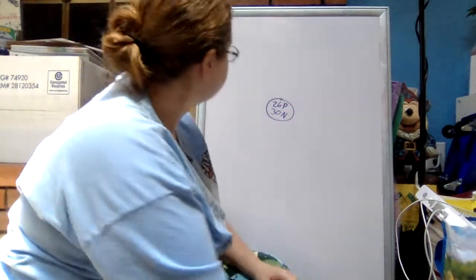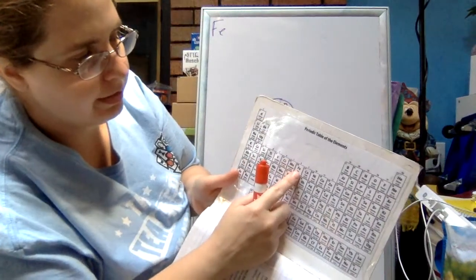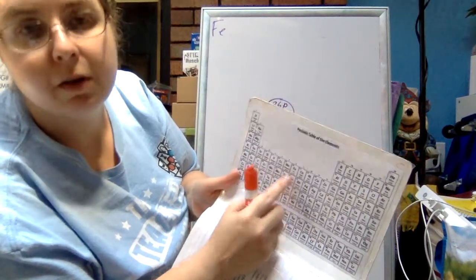All right, let's figure this out. Iron is in the fourth row. So 4 rings.